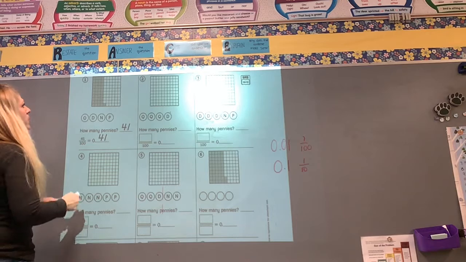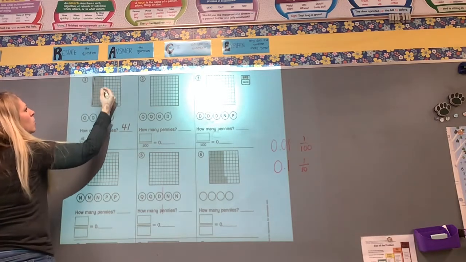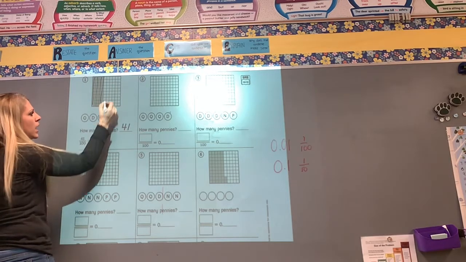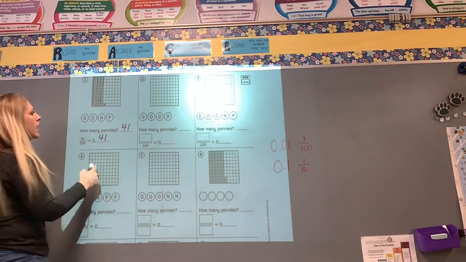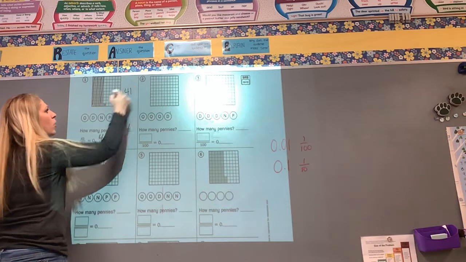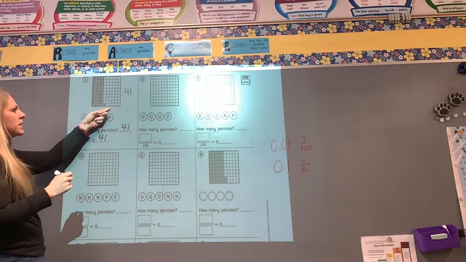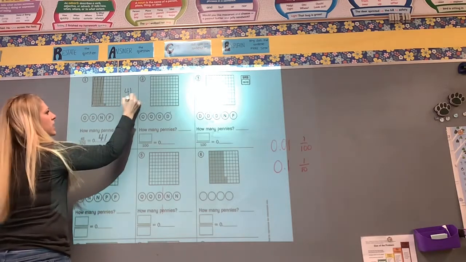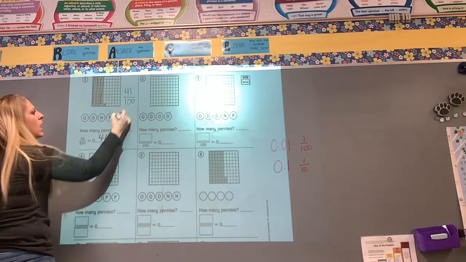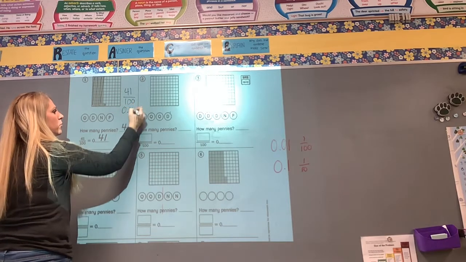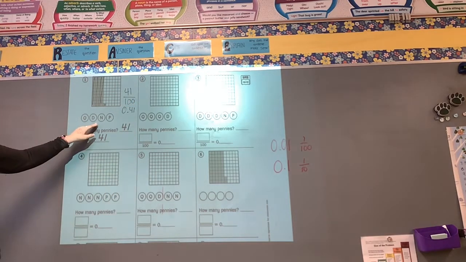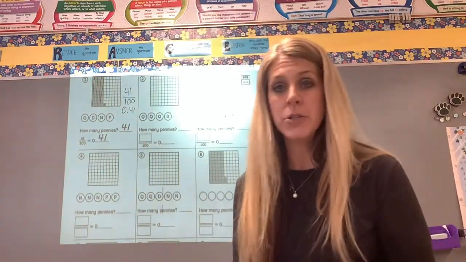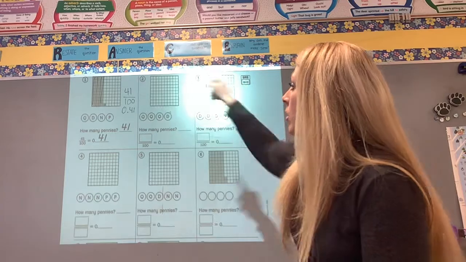Okay, I notice that there are 1, 2, 3, 4 longs and 1 unit. So I could say that that is 41, right? As a fraction, I could call it 41 hundredths. I could also call it the decimal point 41 hundredths. Now they're showing us this in coins because it really helps us to understand that we're talking about the whole.